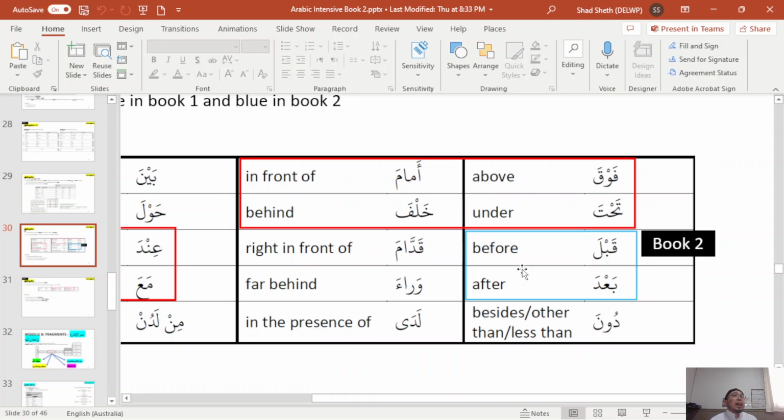So let's say you want to say I have. What did we do? If I say I have, it's ʿindī. So you want to say after me, baʿdī. Same thing. Let's say after him, baʿdahu. Yeah, that's right. After her, baʿdahā. So again, the rule is kind of the same. That one is mudaf still, but you are attaching the attached pronoun version, right?